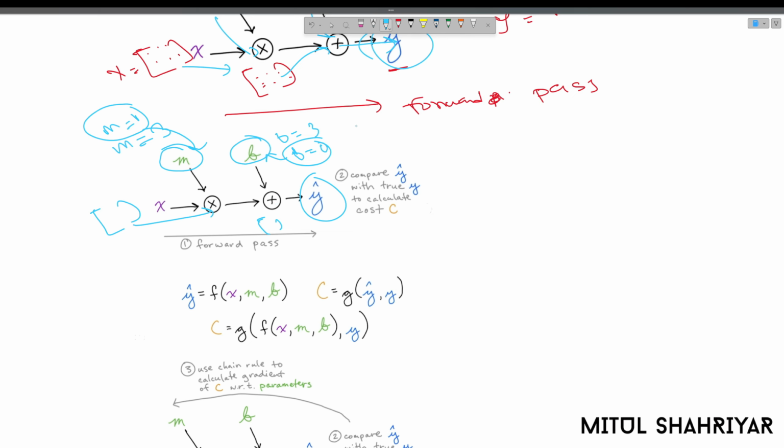Now assume y has the value of 3. Somehow we have got y equal to 3. But if we would have guessed m equal to 3 and b equal to 3, assume that the value of y should have been 9. Now you can see we have y hat and y.